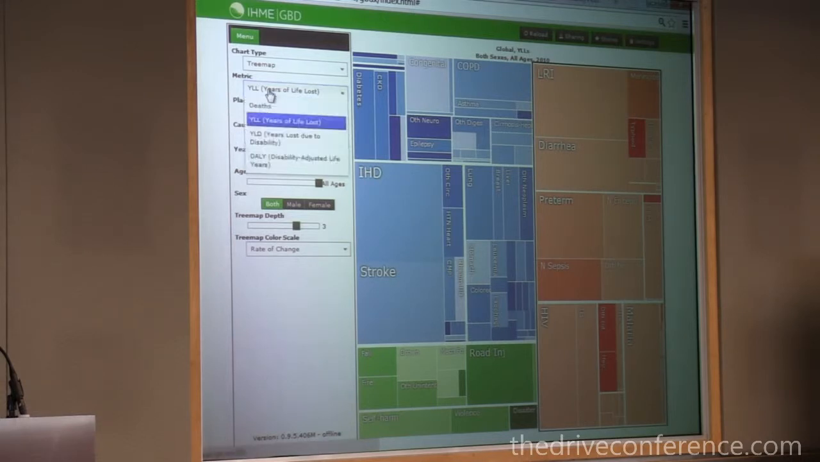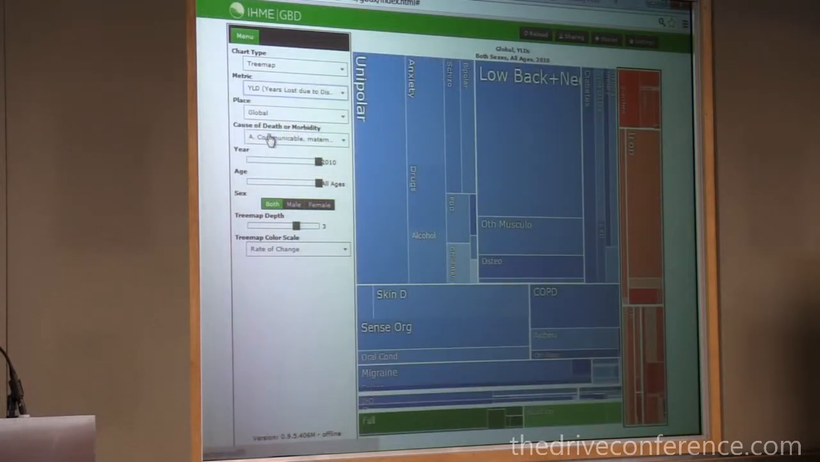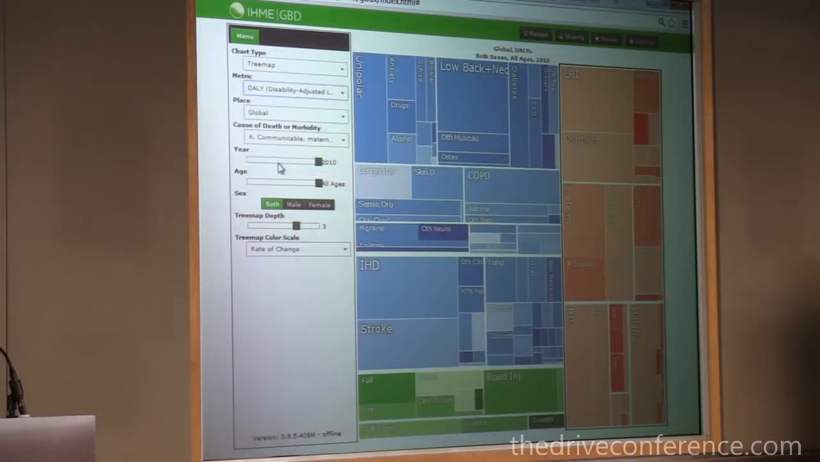And then if we look at YLDs, we'll see a dramatic change in terms of what diseases feature big, right? So these are all the diseases that cause morbidity. And so lower back pain, unipolar disorders, they don't necessarily cause death, but they do cause a large burden in terms of morbidity and YLDs. And then you sum those two up, and you get back to DALYs, which combines the YLDs and the YLLs.